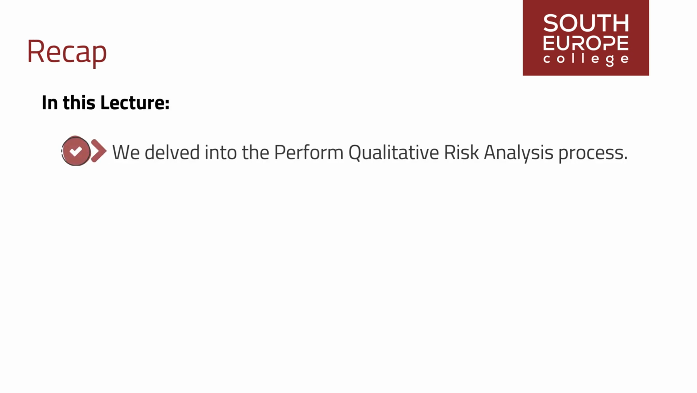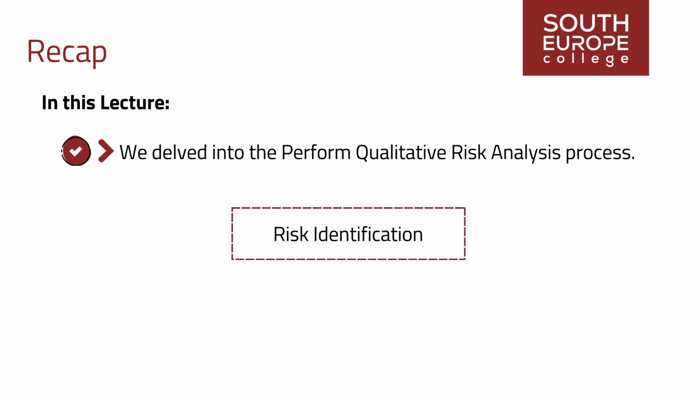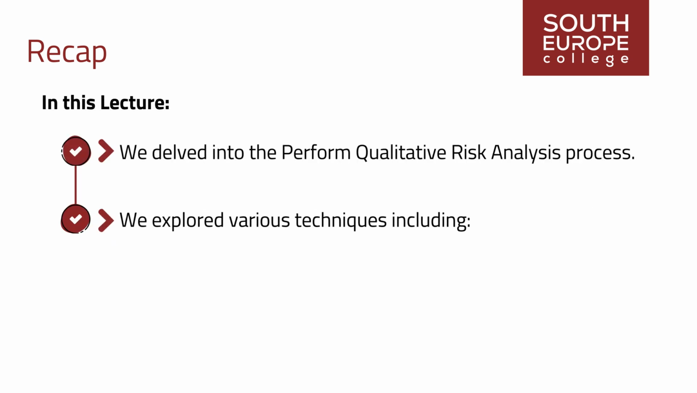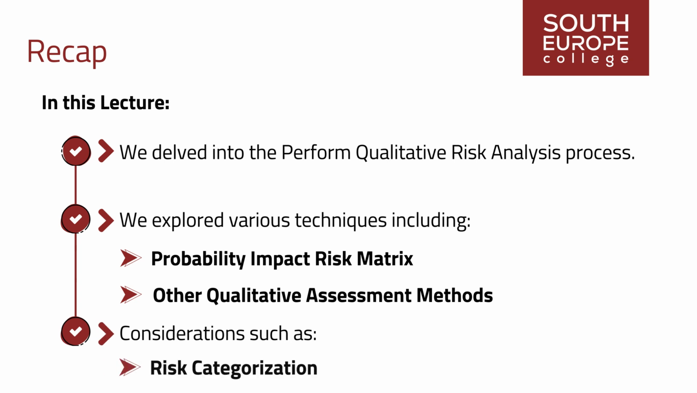In this lecture, we delved into the Perform Qualitative Risk Analysis process, a pivotal step typically undertaken immediately following risk identification. This process prioritizes risks based on their probability and impact, enabling project teams to concentrate their efforts on addressing high-priority risks and formulating robust risk response plans. We explored various techniques including the probability impact risk matrix and other qualitative assessment methods, as well as considerations such as risk categorization.